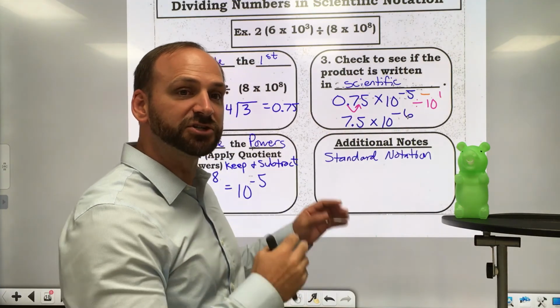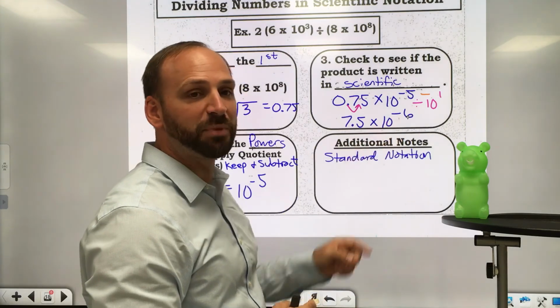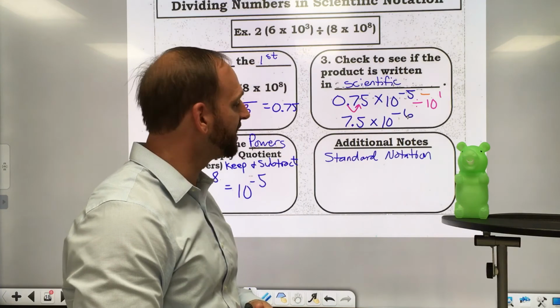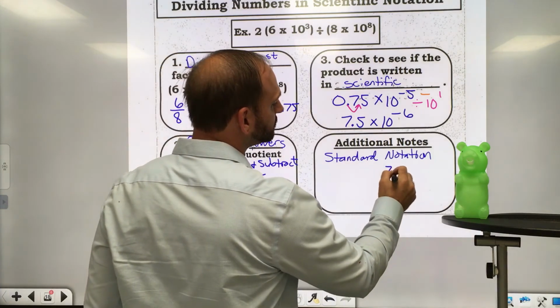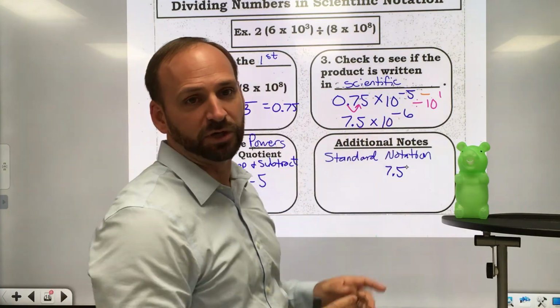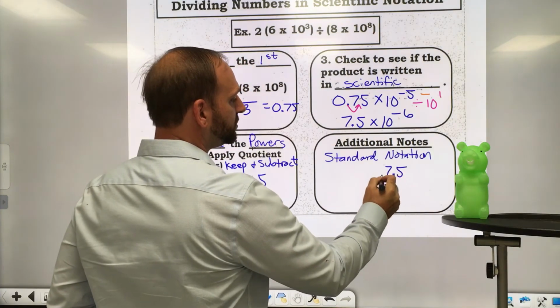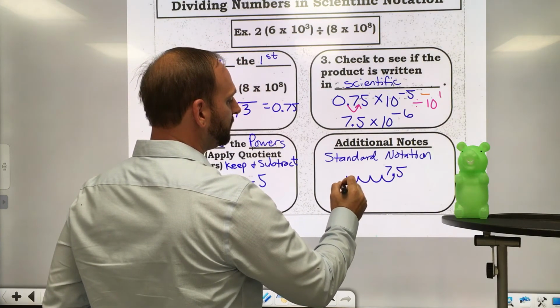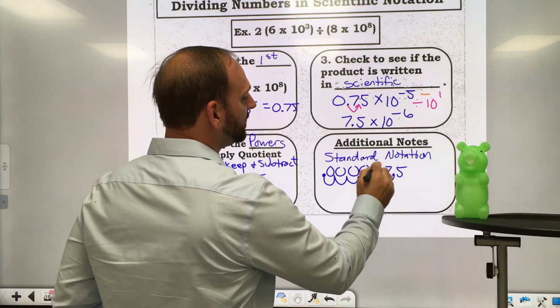My first factor is greater than or equal to 1 and less than 10, and then I have a power of 10 representing my second factor. I do want to show you how to convert this to standard notation. So we take 7.5, negative exponent. That means I'm going to move my decimal to the left. 1, 2, 3, 4, 5, 6. And then fill in these gaps.